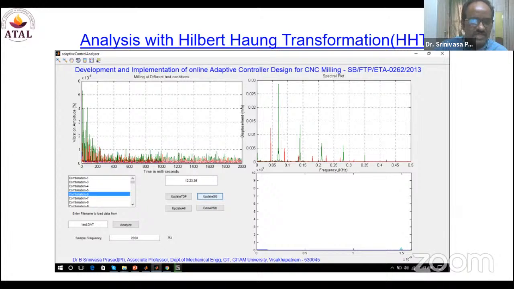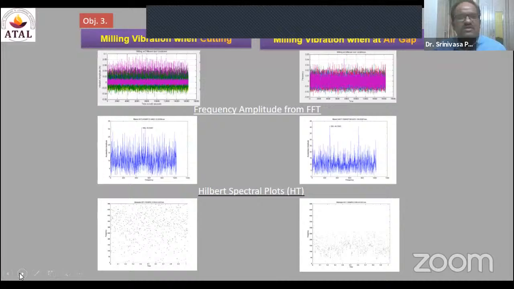These are popular applications, and HHT is nowadays used extensively for machining applications. One is for quantifying the signal, one is for logic implementation. So cutting without... milling vibration during the cutting, milling vibration when there is no material removal. Next.